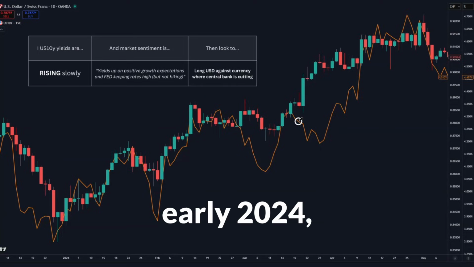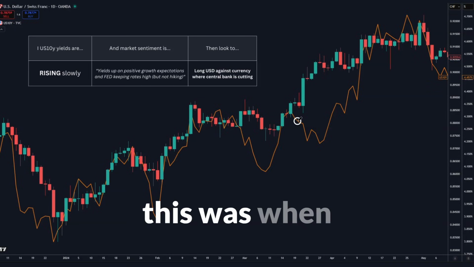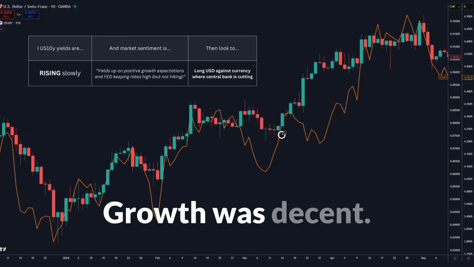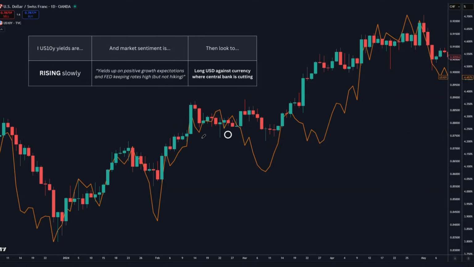Now, early 2024, this was when the Fed was keeping rates high, not cutting. Growth was decent. So if you look at the chart, again, in the orange line, we're looking at the 10-year yield. Yields were grinding higher, we're trending higher, but slowly. We're not looking at the big increase that we've seen in 2022. We're looking at a slow grind up.